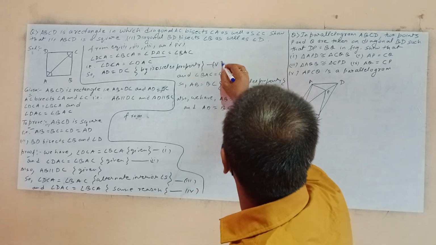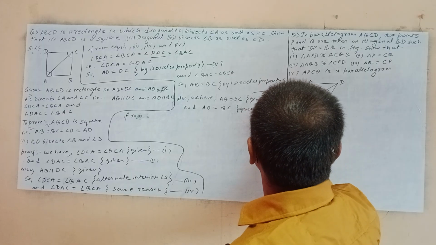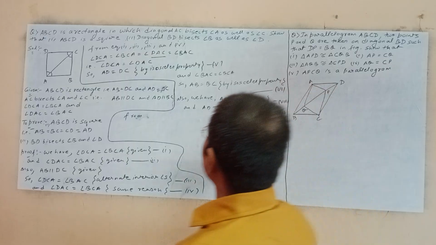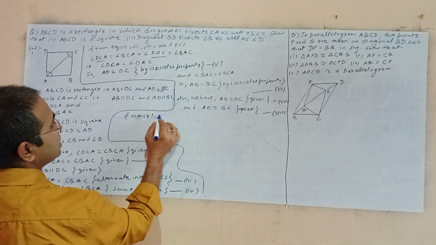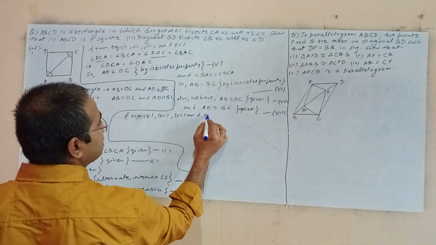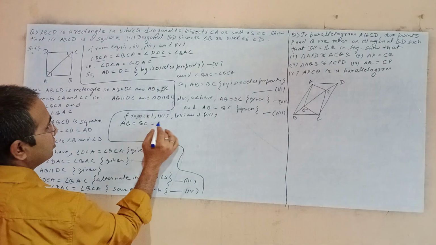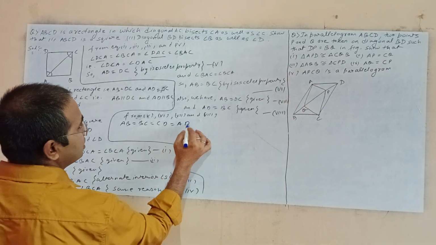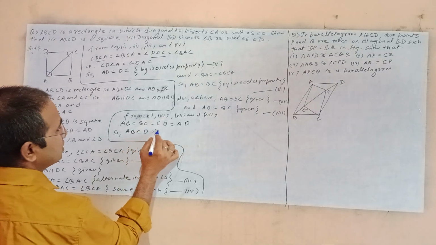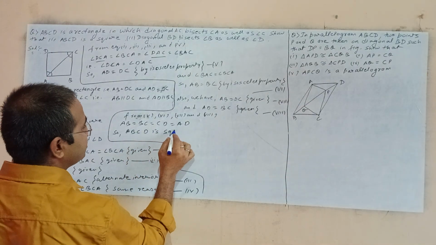So take it as fifth, sixth, seventh, and eighth. From fifth, sixth, seventh, and eighth, what will happen? AB is equal to BC is equal to CD is equal to AD. So ABCD is a square.